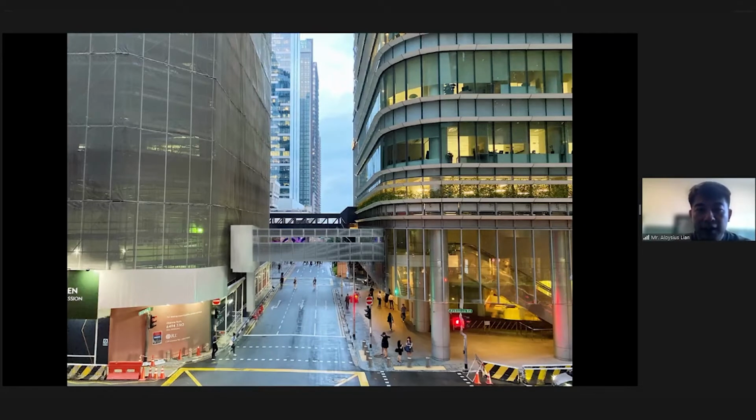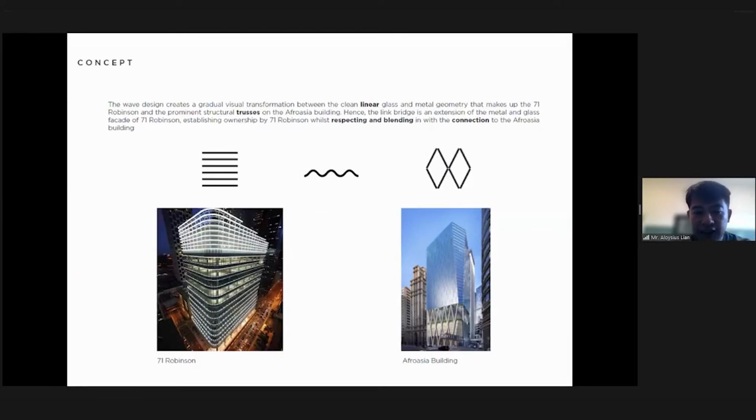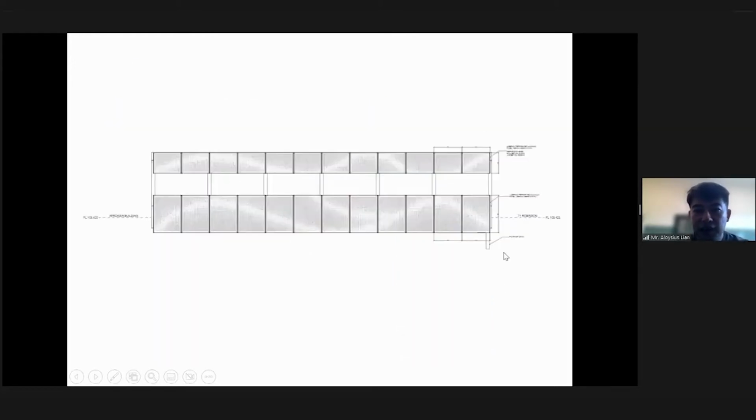But his main point is he wants it to look nice and it must be super fast, because he needs to obtain the CSC. He needs to complete this link bridge as part of the agreement with the government to complete the development of his building. So the design process again was very fast. To him, it's very straightforward. He just wanted something that looks like it belongs to his building and yet blends in with the immediate neighbor. So we came up with a few design proposals.